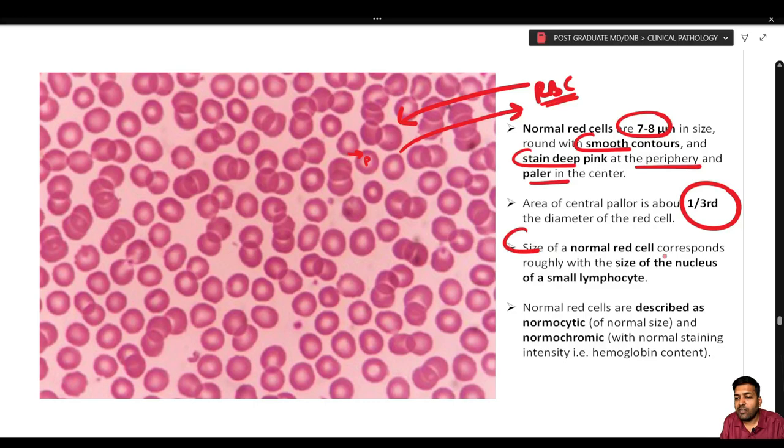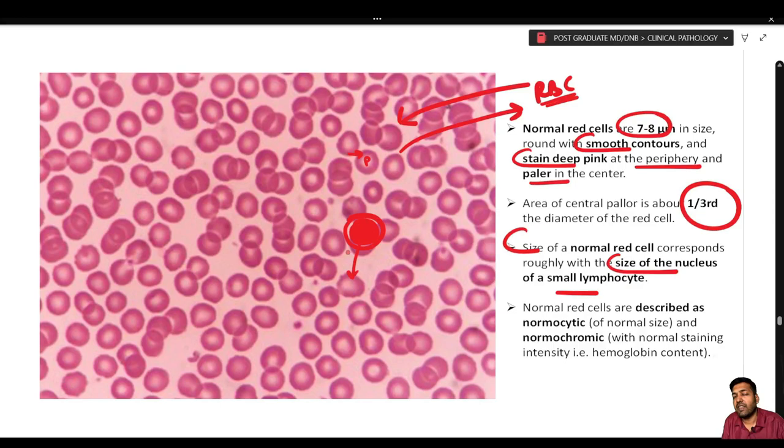Now, the size of the normal red cell corresponds roughly with the size of the nucleus of the small lymphocyte. So, the normal RBC size. For example, if I have drawn a small lymphocyte with a nucleus, the size of this nucleus should correspond to the RBC size. So the size of the nucleus of the small lymphocyte reflects the size of the normal RBC. So you can compare the size of the RBC with the size of the small lymphocyte.